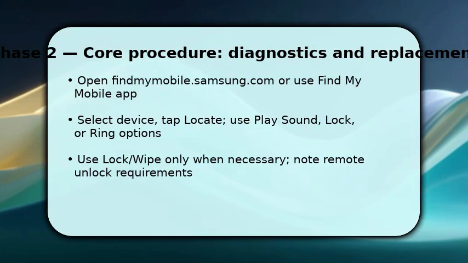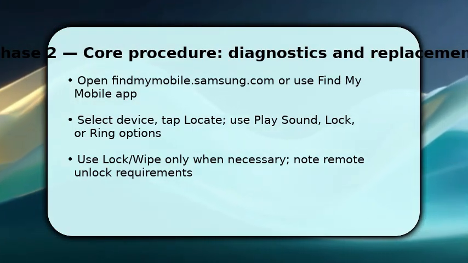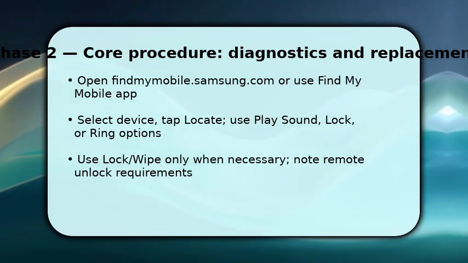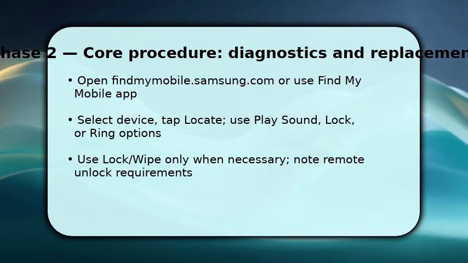You now access Find My Mobile via the web or another Samsung device and select the target phone from your account list. When you tap Locate, the service queries the device and shows its last position. This helps you decide the next action.